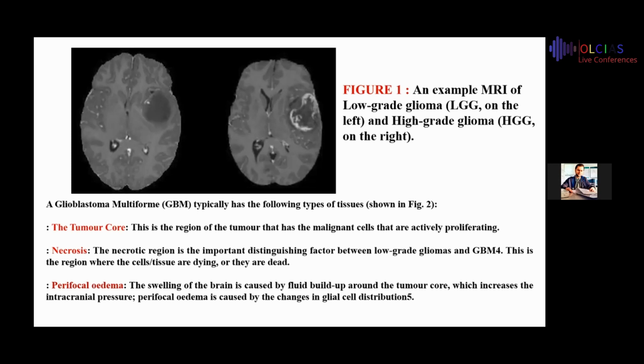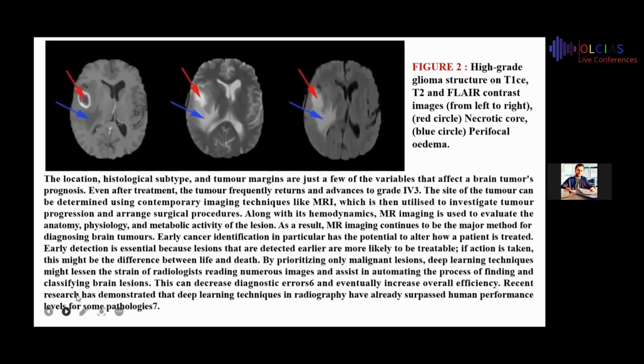Perifocal edema: the swelling of the brain is caused by fluid that builds up around the tumor core, which increases the intracranial pressure, and is caused by changes in glial cell distribution. So this is figure 2. High-grade glioma structure on T1CE, T2, and FLAIR contrast images from left to right. The red circle is the necrotic core, and the blue circle is perifocal edema.